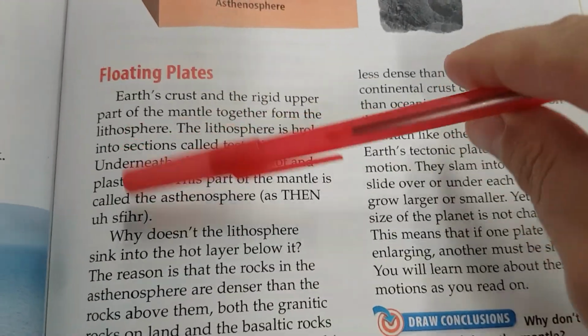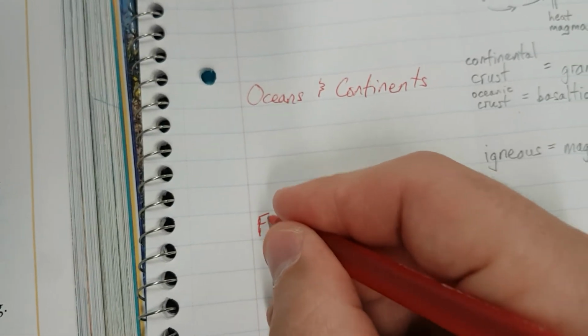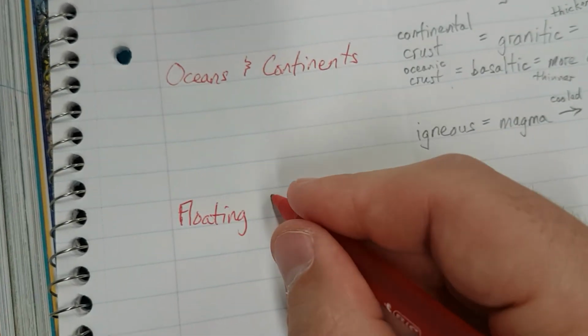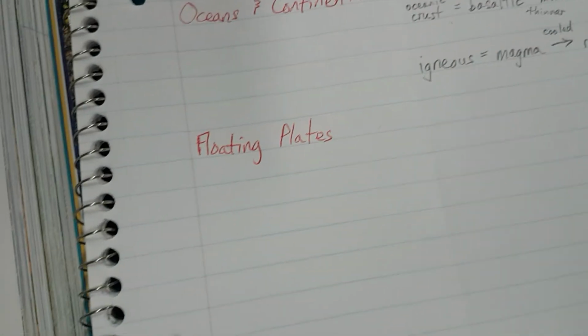Red pen, red pencil, red crayon. Skip a line, capital F-L-O-A-T-I-N-G, floating, plates, capital P-L-A-T-E-S. Switch back to your pencil.